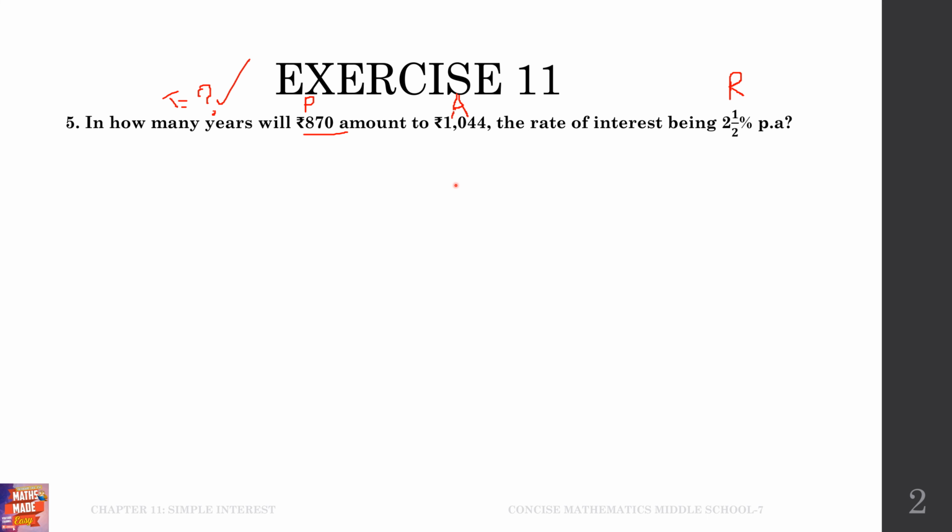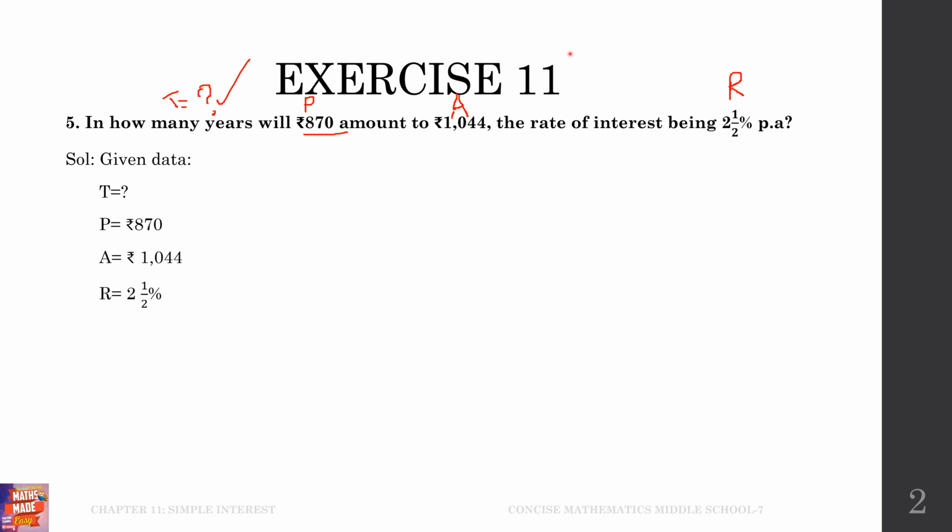Right children, so this is the given data, and now let's write down the given data first. Given data: time we need to find out. Principal is 870 rupees, amount is 1044, and rate of interest is 2 1 by 2%, that is 2.5%.